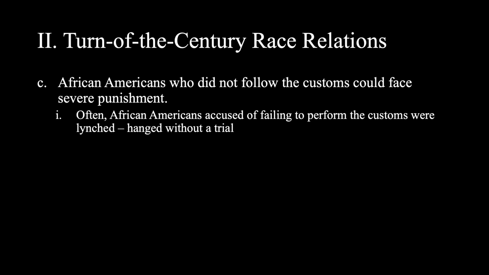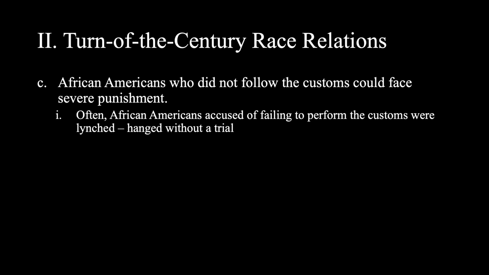Lynching means that you've done something in the eyes of a mob. Now, it may or may not be true. You may have done something. It may have been a crime. You may have committed a murder or rape or something like that, and the mob is after you. Or it may just be someone says you did something, and the mob is after you. Or it may just be you didn't step off the sidewalk, and now the mob is after you.